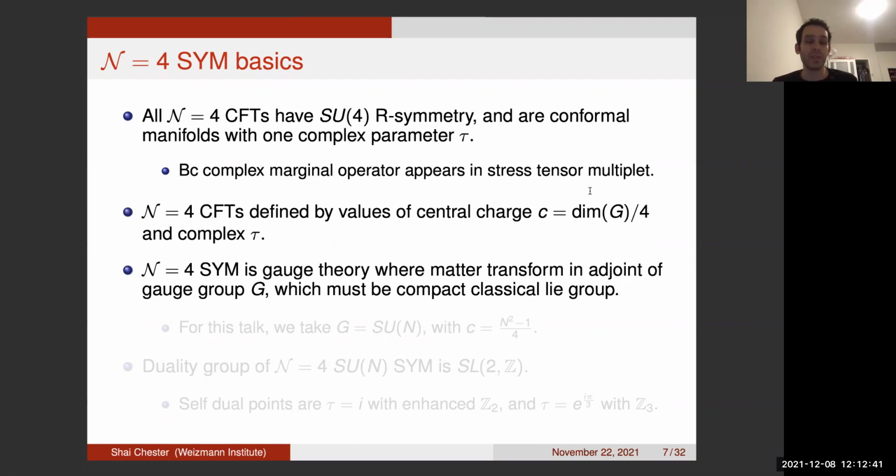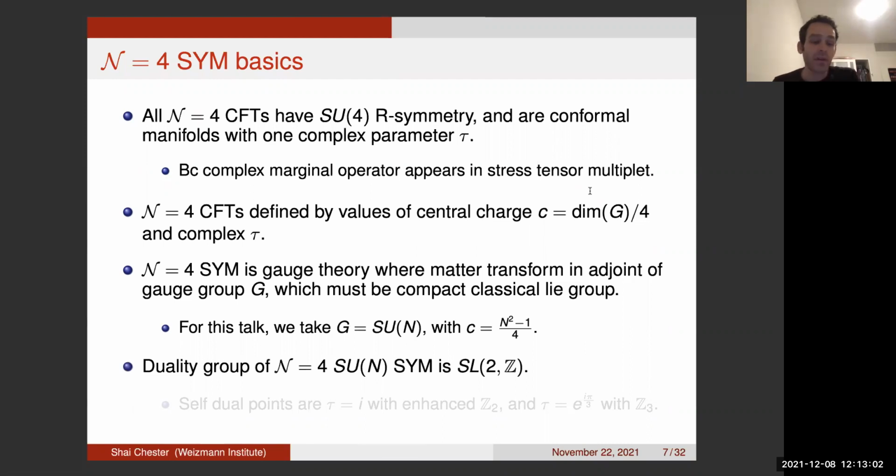So we are interested in a specific N equals 4 CFT called N equals 4 Super-Yang-Mills. This is a gauge theory where matter transforms in the adjoint of the gauge group G, which must be a compact classical Lie group. And for this talk, we're going to focus on the case G equals SU(N), although the method we're discussing could be used for really any group. SU(N) is just because it's the most famous one.